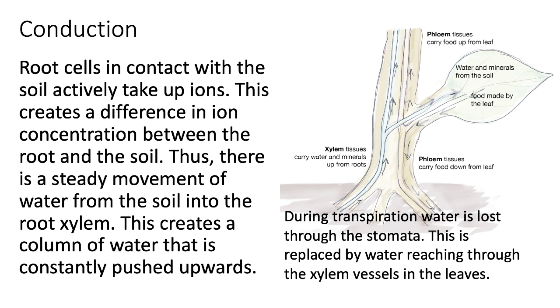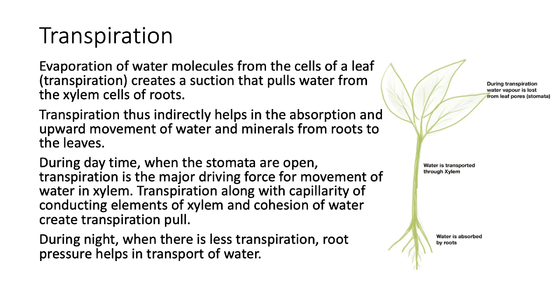During transpiration, water is lost through the stomata. This is replaced by water reaching through the xylem vessels in the leaves. Evaporation of water molecules from the cells of a leaf is called transpiration. This creates a suction that pulls water from the xylem cells of the root. Transpiration thus indirectly helps in the absorption and upward movement of water and minerals from roots to the leaves.